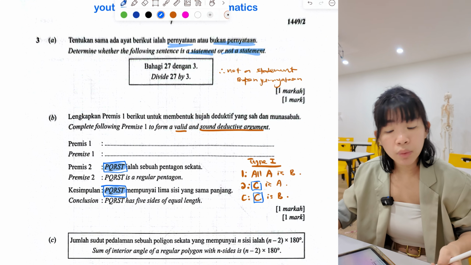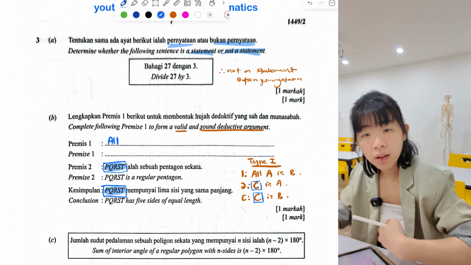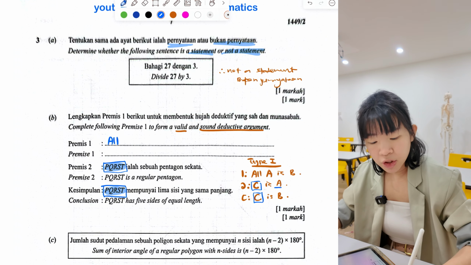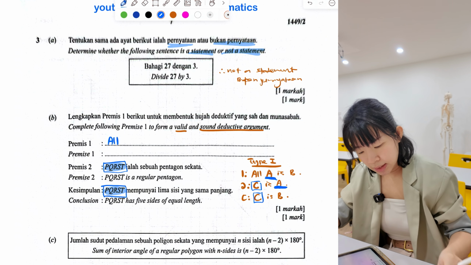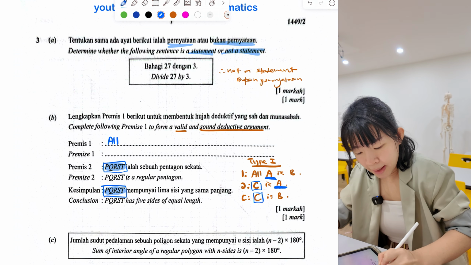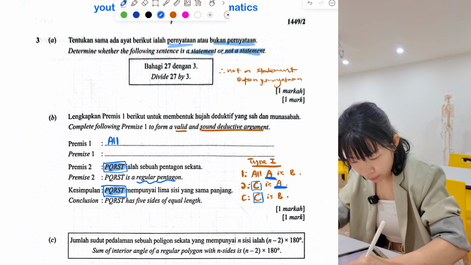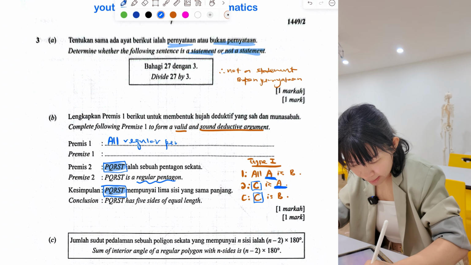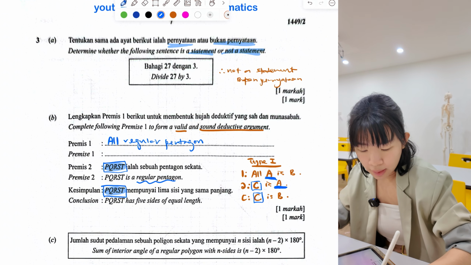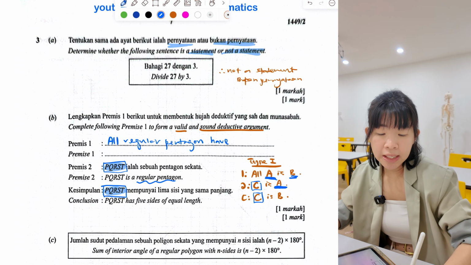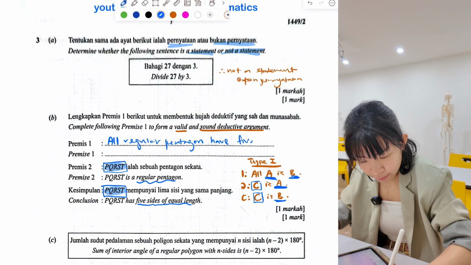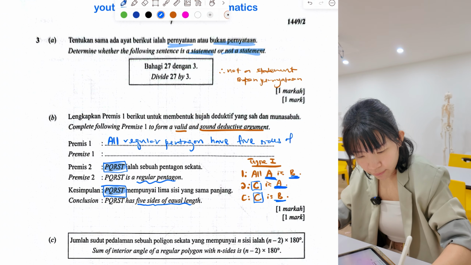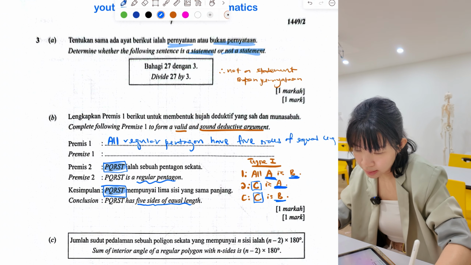Now for premise 1, we have to start with all. All what? We have to mention A first. Based on the format, A means the thing in front. PQRST is a regular pentagon. So we write all regular pentagons have, so have what? B. We have to write the things at the back: have 5 sides of equal length.